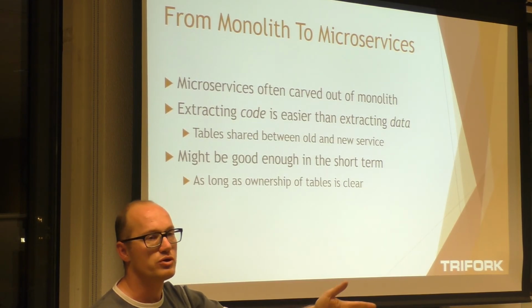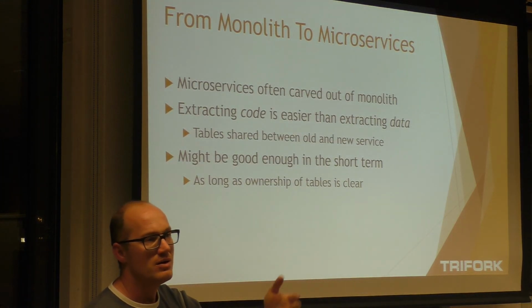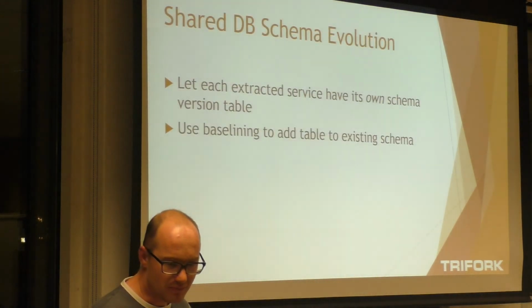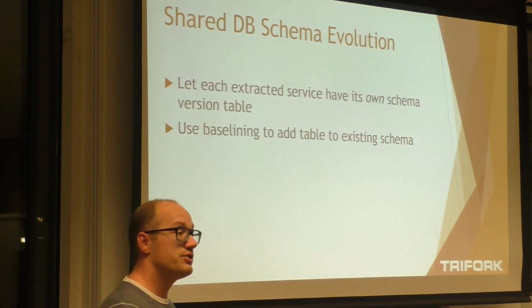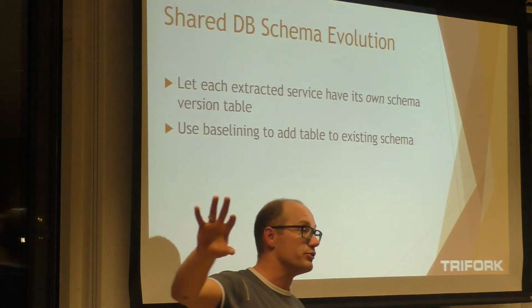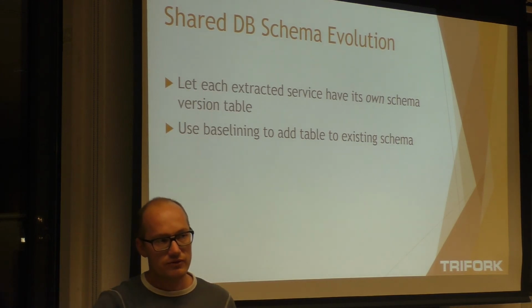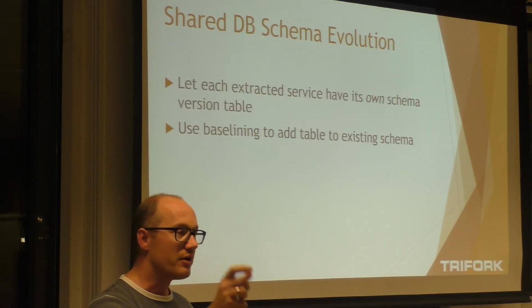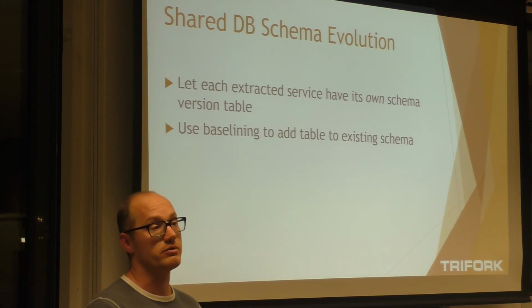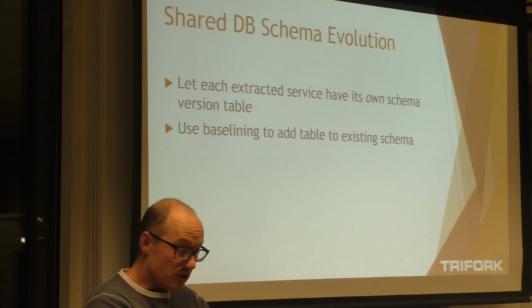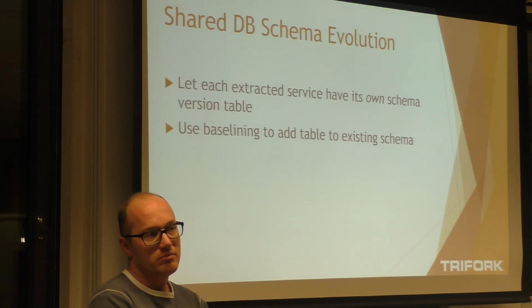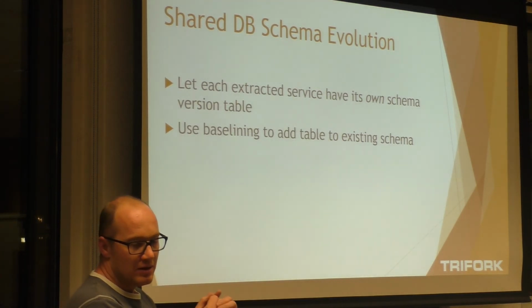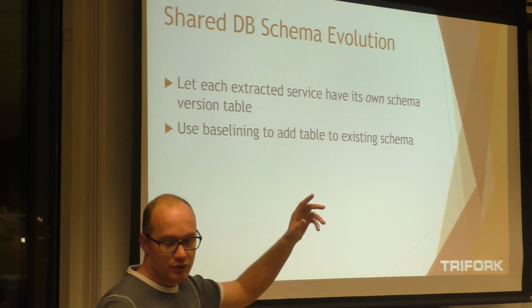You want to make sure that you know what service is actually responsible for defining and writing to certain tables. Because if you're going to have multiple services writing to the same database table, well, they're not really separate at all. So if you want this, an easy solution is to say, whenever I carve out a new service, I'm going to give it its own Flyway schema version table in the shared database. And there it can record its own applied migrations, and it can just do its own versioning of its own partition, basically, of the database schema. And you can use baselining to do this.